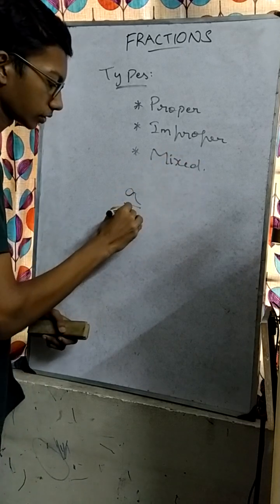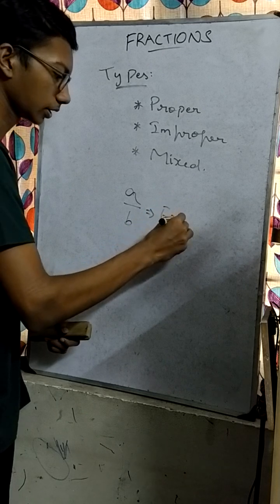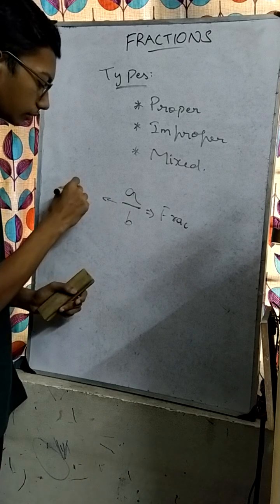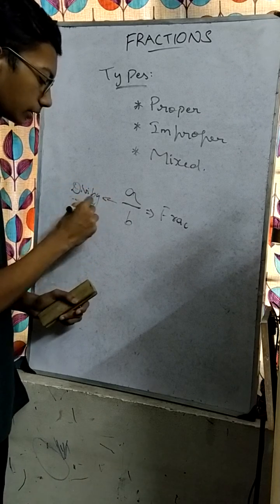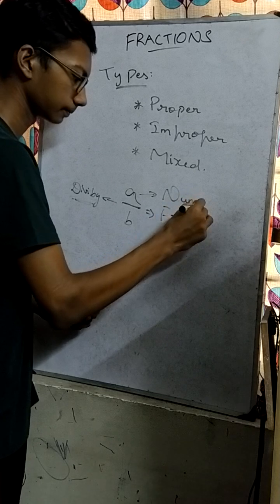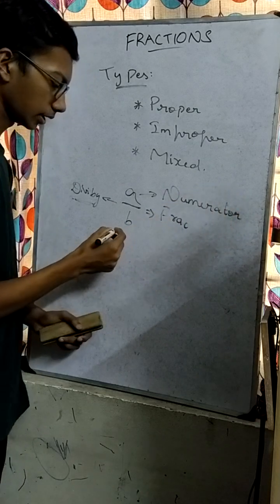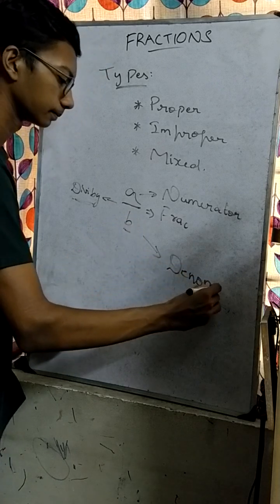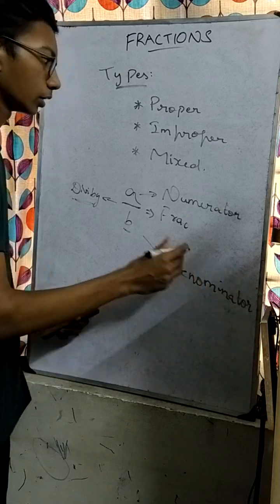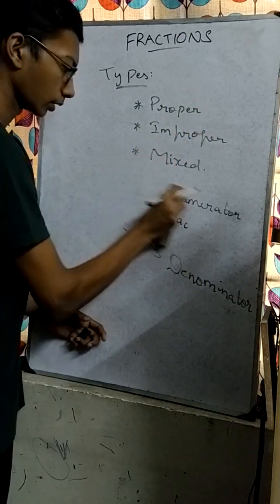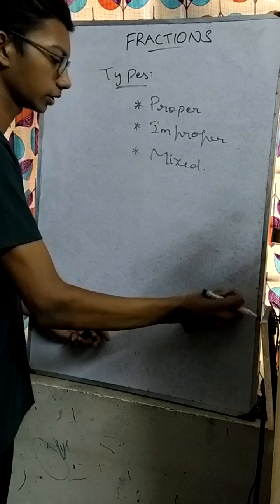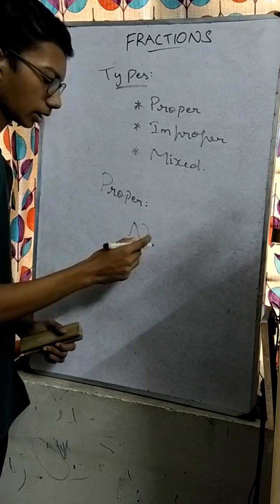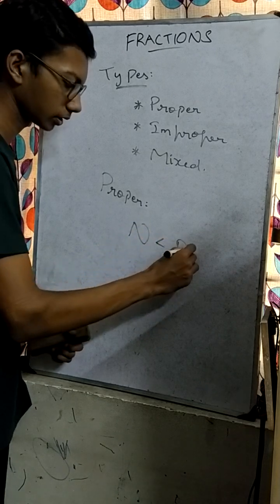Now, we have seen A by B form denotes fractions. Here, the number above the divided by symbol is called the numerator, and the number below the divided by symbol is the denominator. So for a proper fraction, the numerator, denoted with n, must be smaller than the denominator.